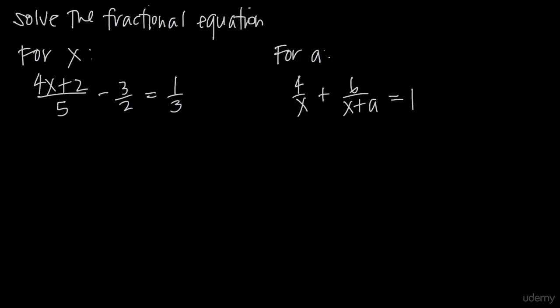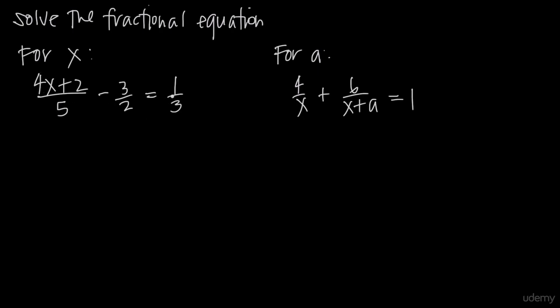In this video, we're talking about how to solve fractional equations and abstract fractional equations. So in this first example here, we've been asked to solve for x, and we have the equation 4x plus 2 over 5 minus 3 halves equals 1/3. Notice that we just have a single variable x here that we need to solve for. This is just a simple fractional equation.